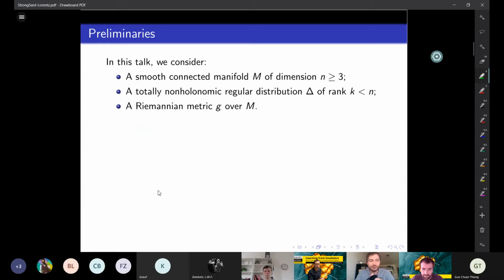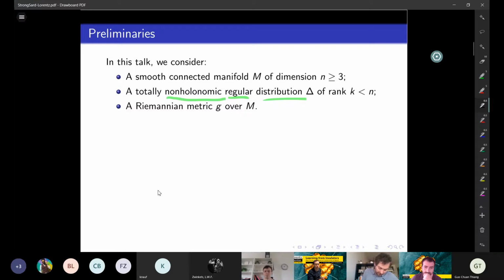What essentially is a sub-Riemannian manifold? We're going to consider a smooth connected manifold M, connected just so that it's path connected, of dimension at least 3. To simplify things, we assume that we have a Riemannian metric over M everywhere. And now the really important point, what sub-Riemannian geometry comes from, is considering a totally nonholonomic regular distribution delta. By this, I just mean a subbundle of the tangent bundle of constant rank k, smaller or equal to n. And regular just means that it is generated by smooth vector fields.